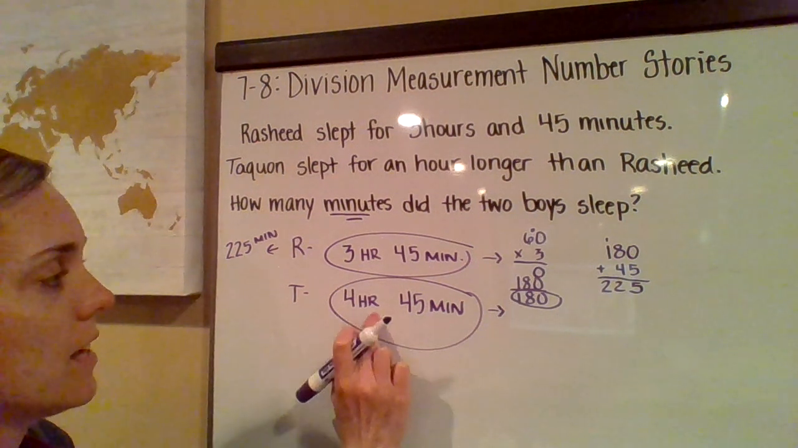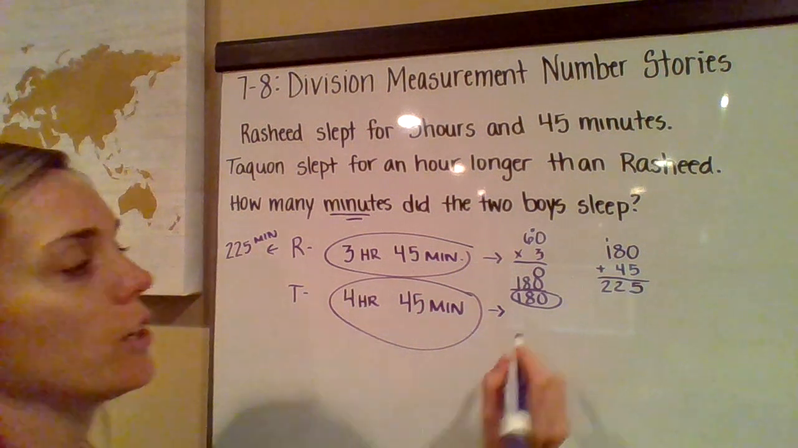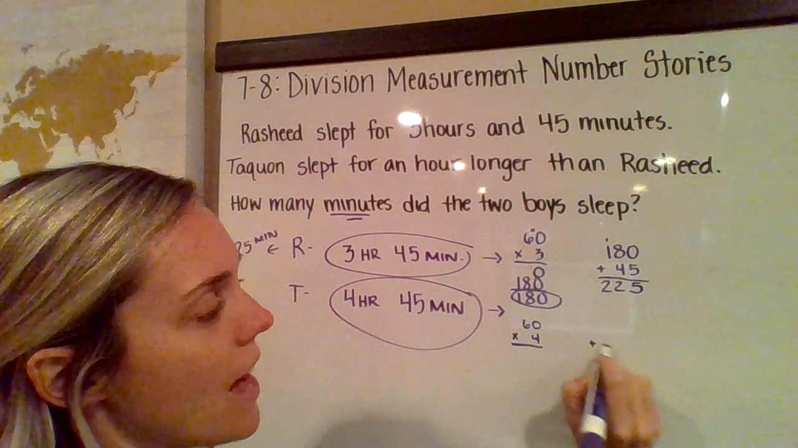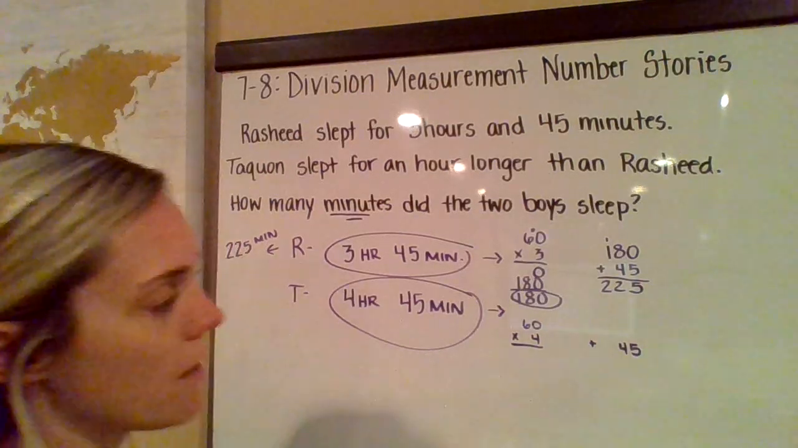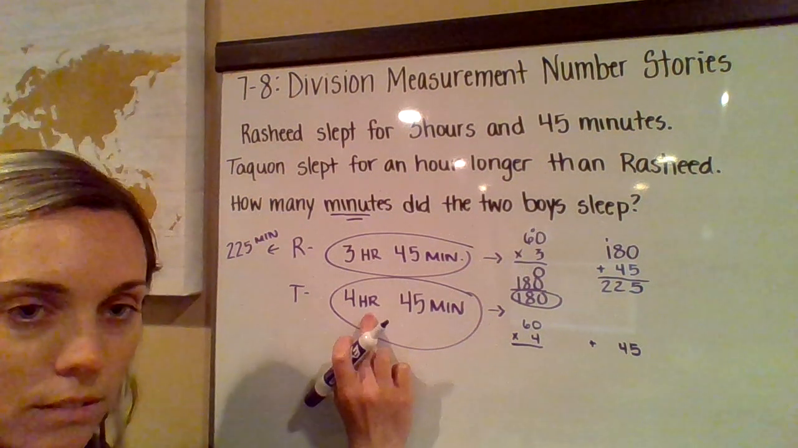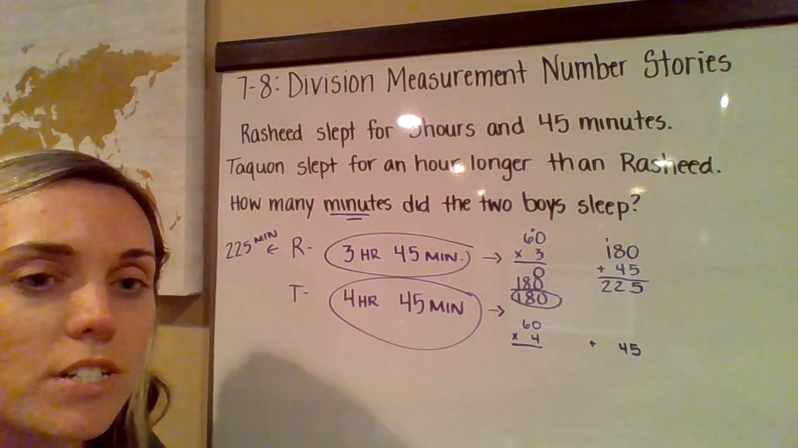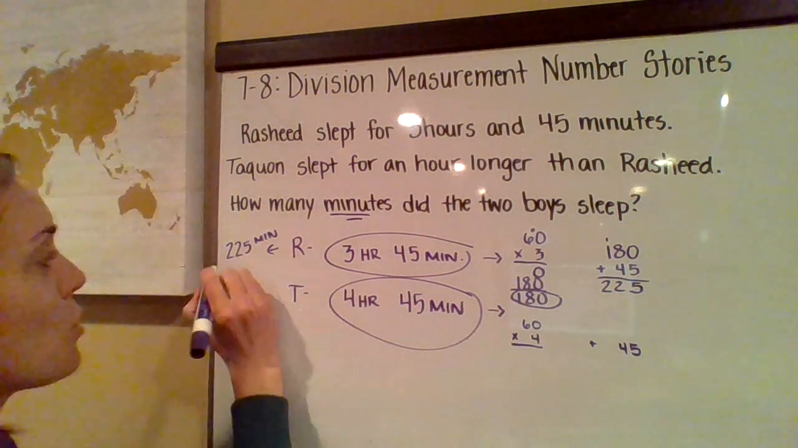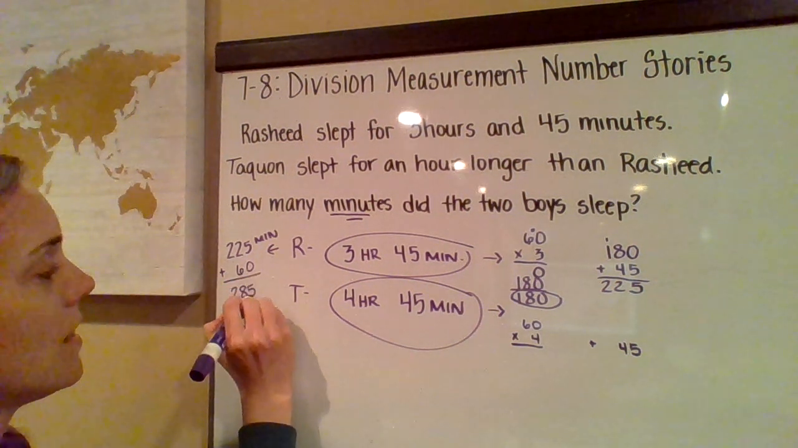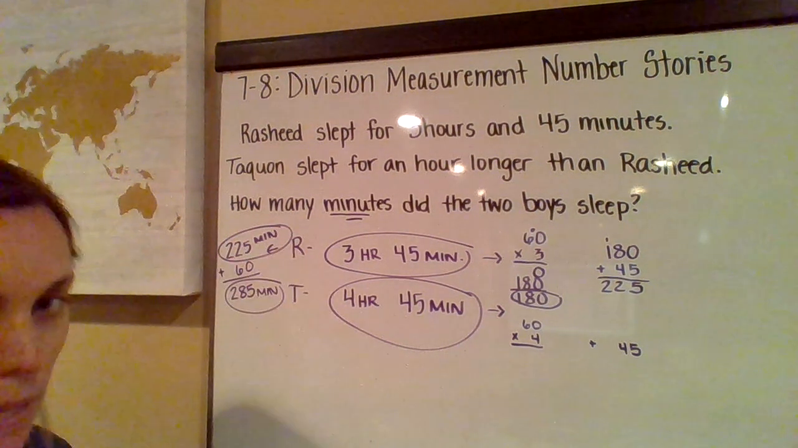Now, Taquan slept for an hour longer. Now, I can do 60 times 4, and then that number plus 45, or how many minutes is in an hour? 60. If he slept for 1 more hour, he's really sleeping for 60 more minutes. So I can just add 60 onto here, and I know Taquan slept for 285 minutes.